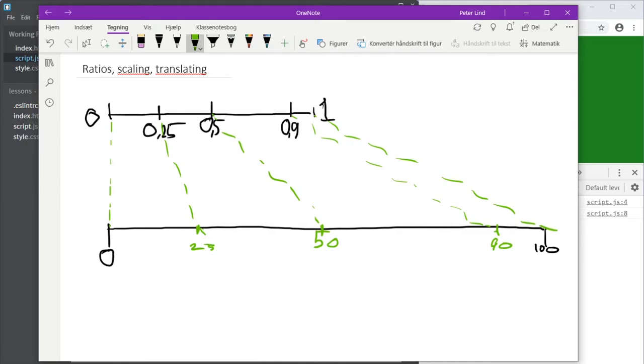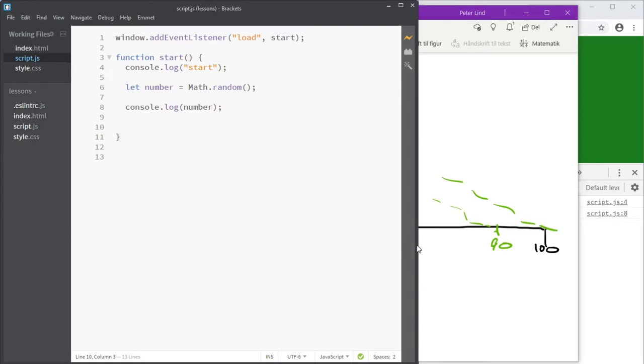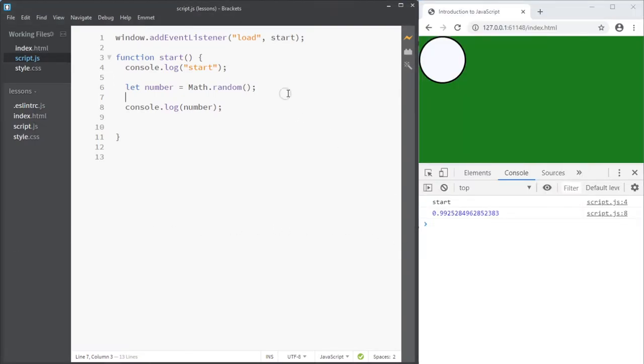So we see that this line is much shorter, but we just scale it up to the larger line simply by multiplying this number by 100. So because this goes to 1 and we scale it so it shouldn't go just to 1 but to 100, we multiply it by 100. It's fairly simple, right? So that's what we want to do here.